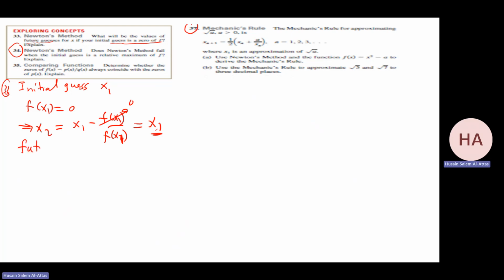Future iterations will be x1. I plug x1, I get x1, x1, x1. So that's it. 34.